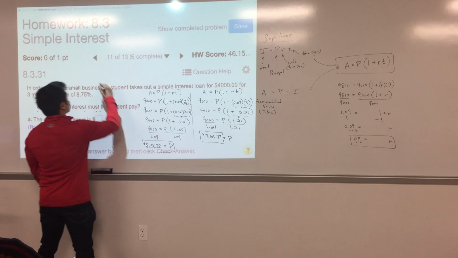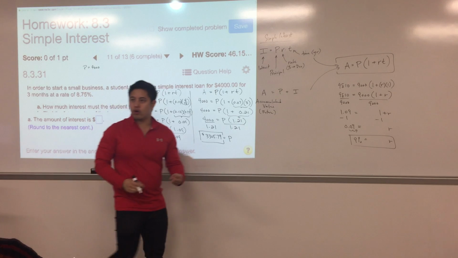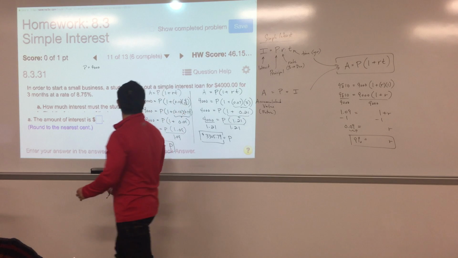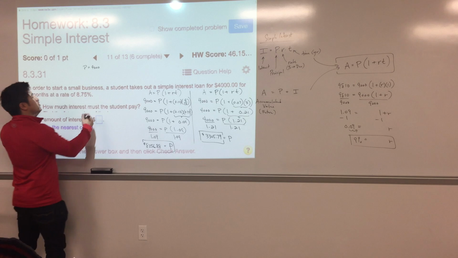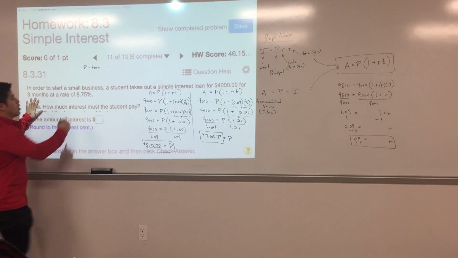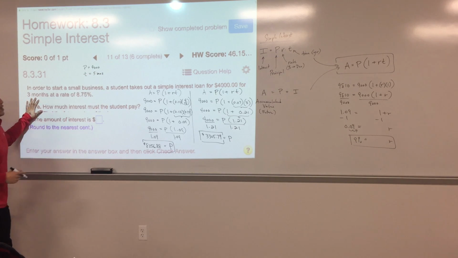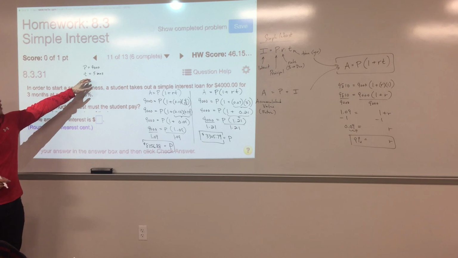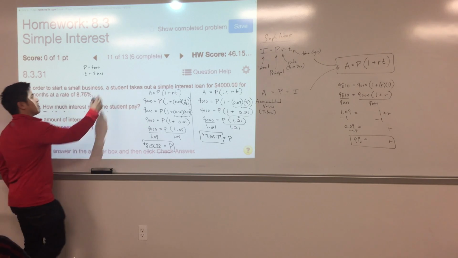So, as you're reading your problem, take careful notes. The amount that you borrow, the amount that you invest to start, that's always your principal. Okay? For 3 months, what's 3 months? That's your time. So your time is 3 months. Make a note that it's 3 months because we're going to need to divide that by 12.